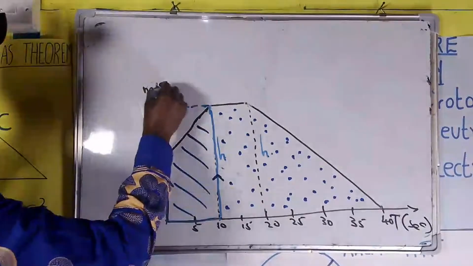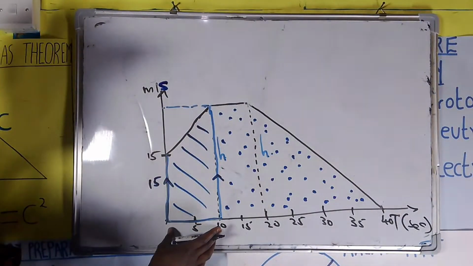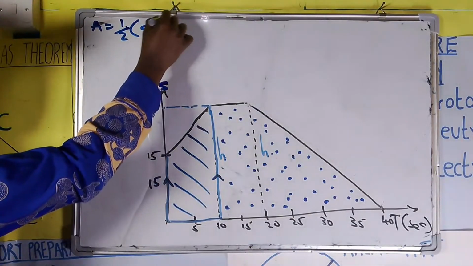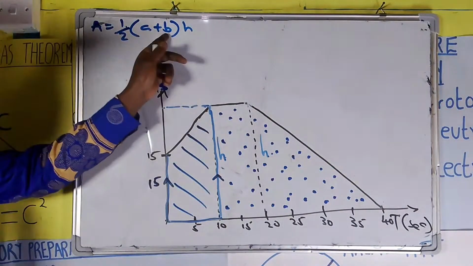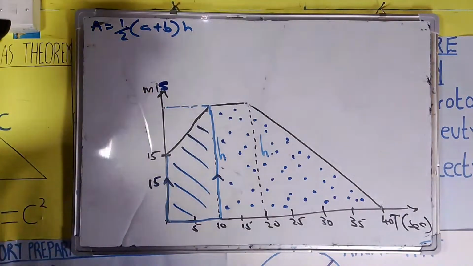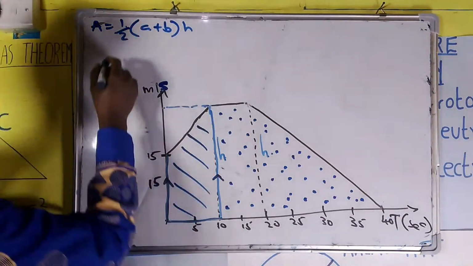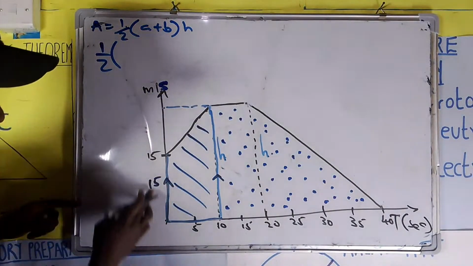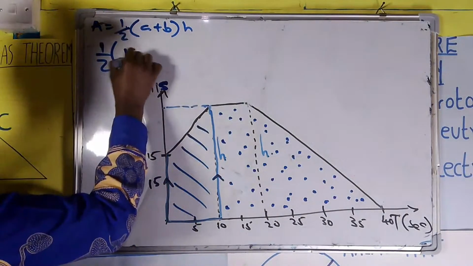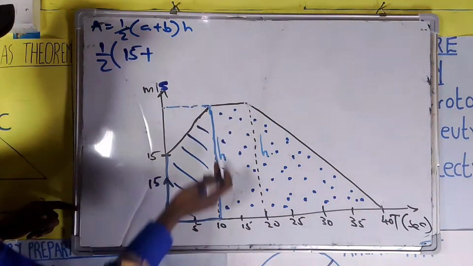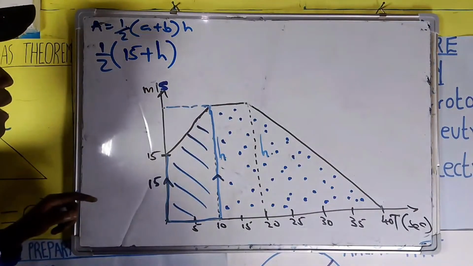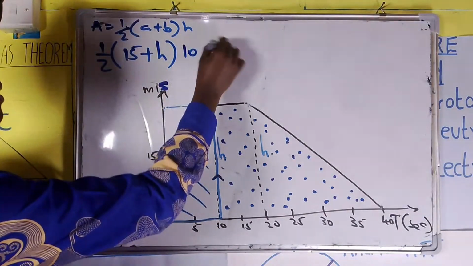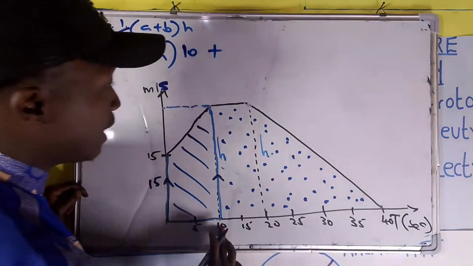How do we find the area of a trapezium? It is a half into bracket a plus b multiplied by h, where a plus b is the sum of the two parallel sides. So it is a half into bracket 15 plus h, multiplied by our height, which is 10. From here to here is 10. We are done with the first trapezium, plus the second trapezium.